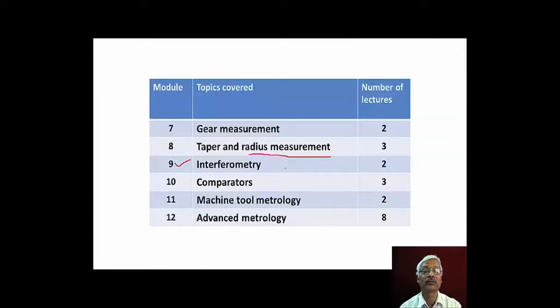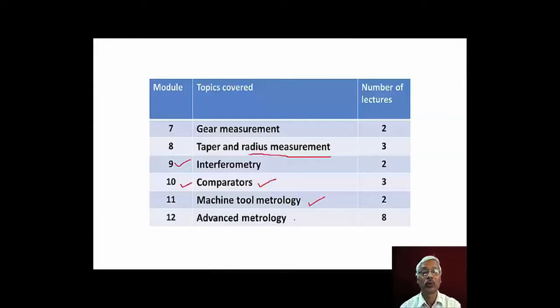And in module number 9, we will be discussing about use of interferometry for measurement of flatness of precise surfaces. We will be discussing about construction and application of different interferometers available. And in module number 10, we will discuss about different types of comparators and their use in dimensional metrology. In module number 11, we will be discussing about different alignment tests conducted on lathe and drilling machines.